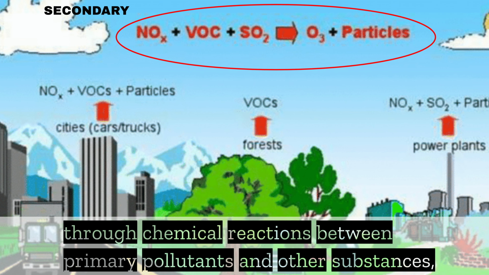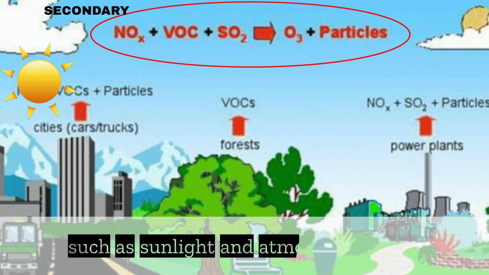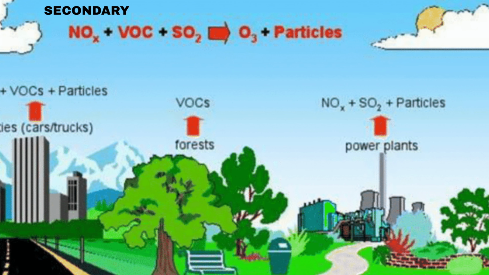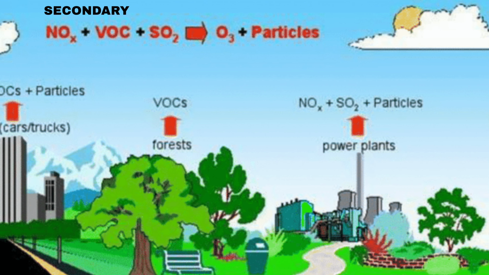Secondary pollutants are pollutants that are formed in the atmosphere through chemical reactions between primary pollutants and other substances, such as sunlight and atmospheric gases. These pollutants can be just as harmful as primary pollutants and are often more difficult to control.